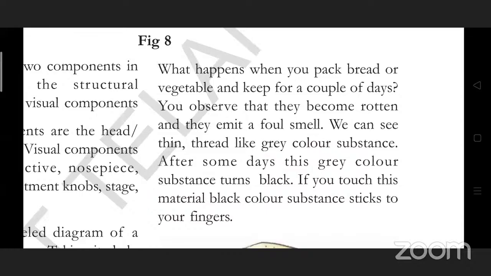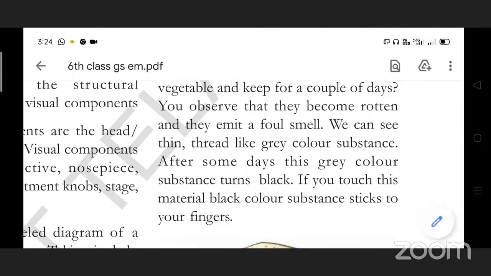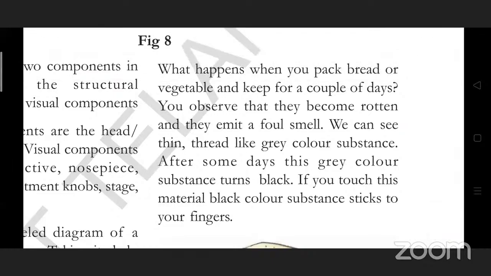Next, children, concentrate here. What is that? We can see a thin thread-like gray colored substance. Once again, when we keep a pack of bread or vegetables for a few days, it becomes rotten and produces a foul smell. Foul means a bad smell. Keep in mind, we can see a thin thread-like gray colored substance.